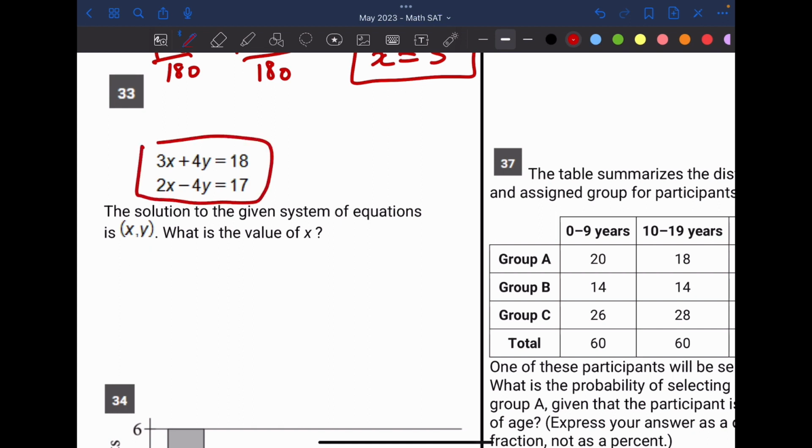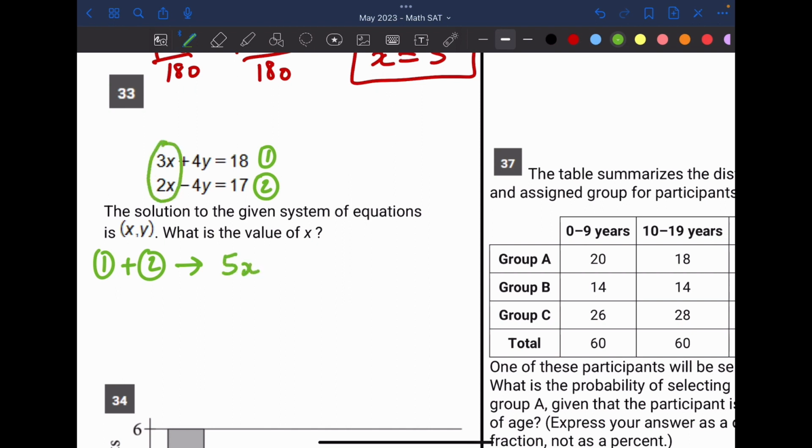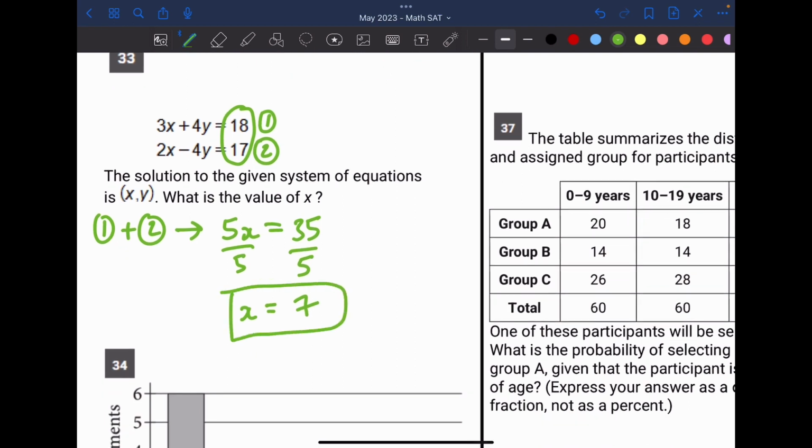Question 33, we have 2 equations. The solution to a given system of equations is x comma y. What is the value of x? So basically, solve for x. We notice that y here is positive and y here is negative, so add both equations. If this is equation 1 and this is equation 2, we add them together. 3x plus 2x is 5x. Positive 4y plus negative 4y goes away, so we don't even have y's. This will be equal to 18 plus 17, which is 35. Then divide both sides by 5. x is equal to 7. That's it. We are done. So 7 is the value of x.